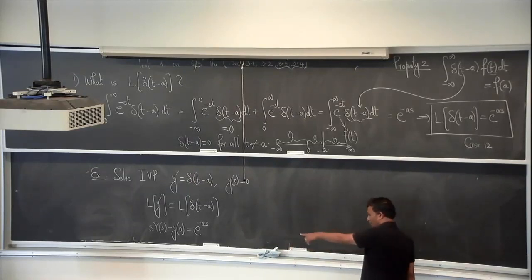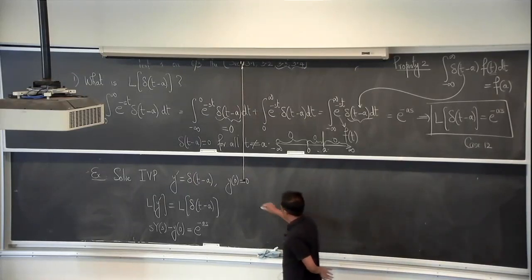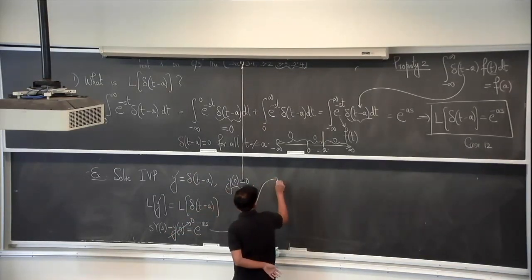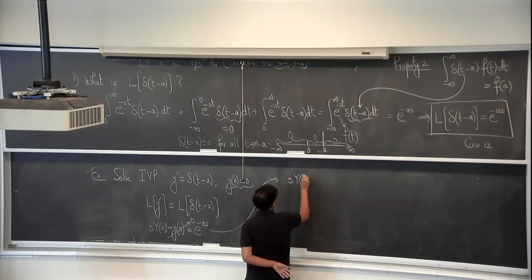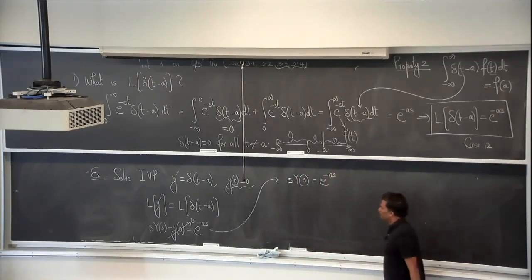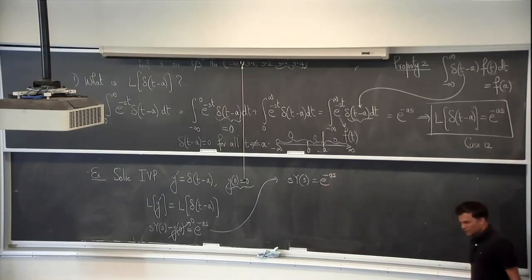Y of 0 is 0 here. I'm starting with no displacement initially, so this term is 0. So what you get is s times Y of s equal to e to the power of negative as. Divide both sides by s.